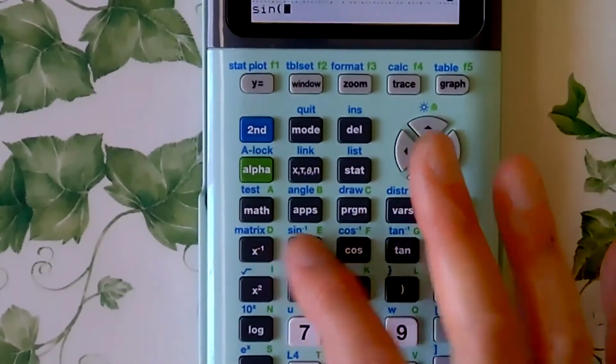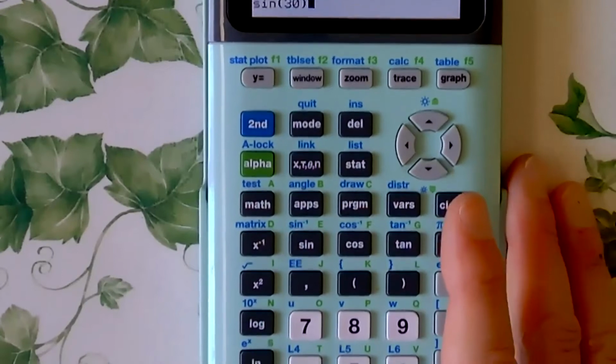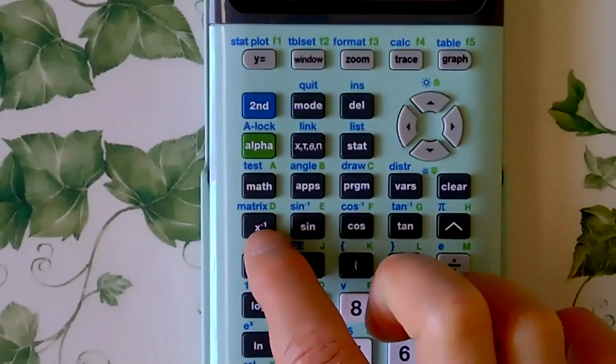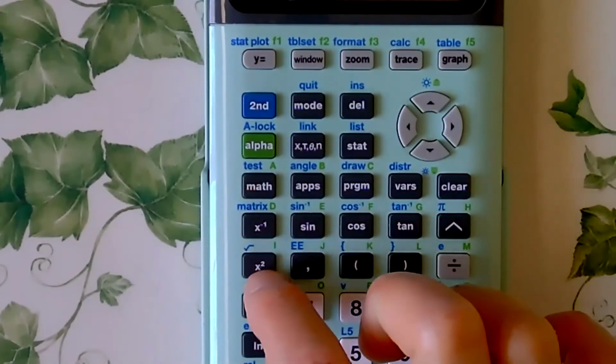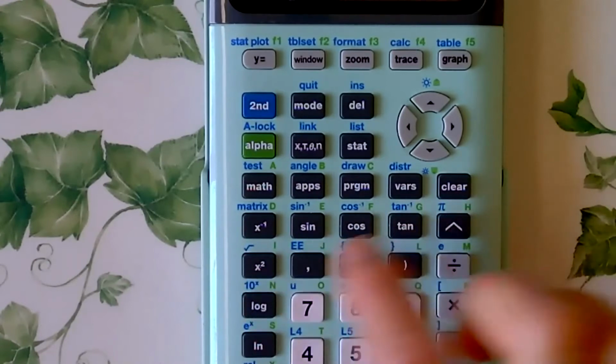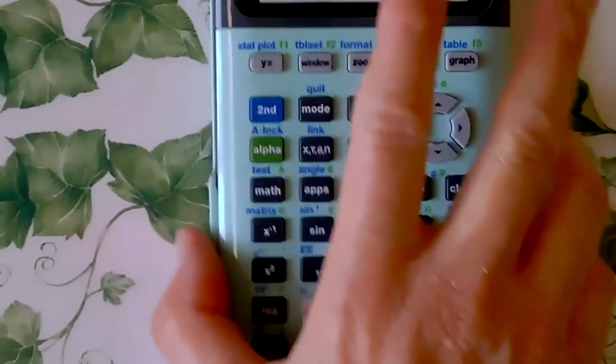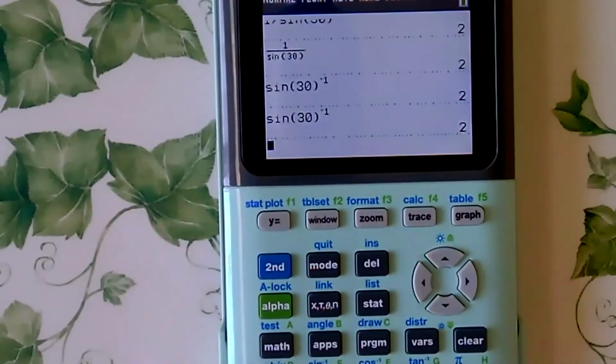Another option, I can do sine of 30, and this button right here does the same thing. Instead of raising it to the second power or raising it to any power, it raises it to the negative first power. So that automatically types that in. So any of those would be how I would do that.